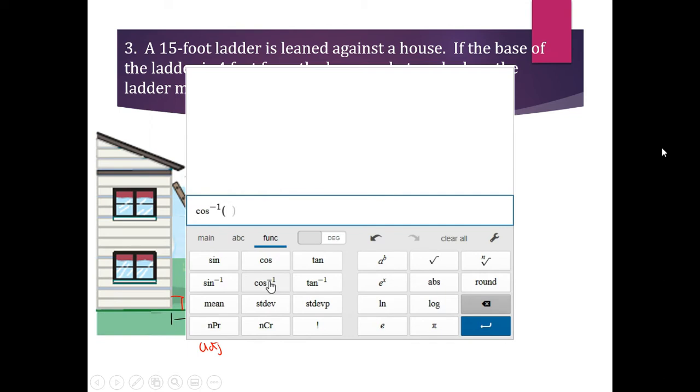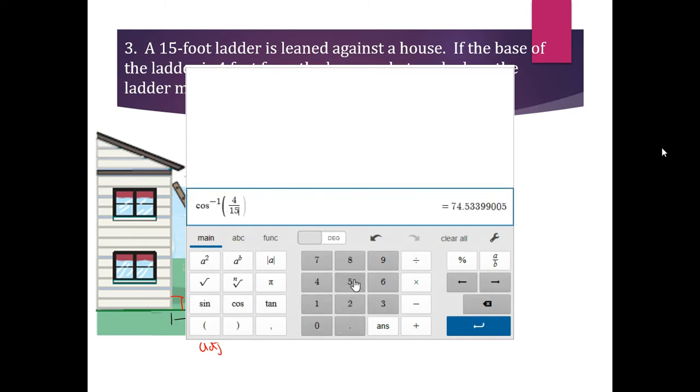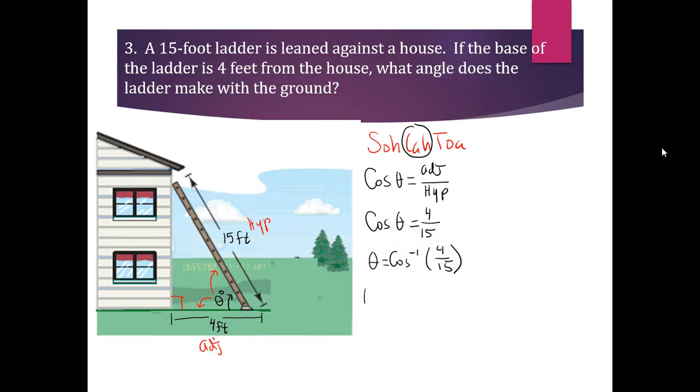Function, cosine inverse, back to the main menu, make sure you're in degree, type in your fraction, and there's our solution. So theta equals 274.5 degrees.